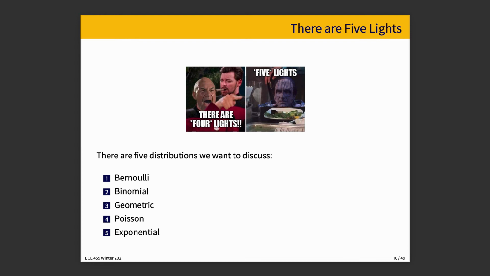Okay, there are 5 distributions. There are 4 lights, but 5 distributions that we want to discuss: Bernoulli, binomial, geometric, Poisson, and exponential. All right, we'll talk about each of them in a little bit of detail. And some of these matter to us a bit more than others. So we'll start with Bernoulli.